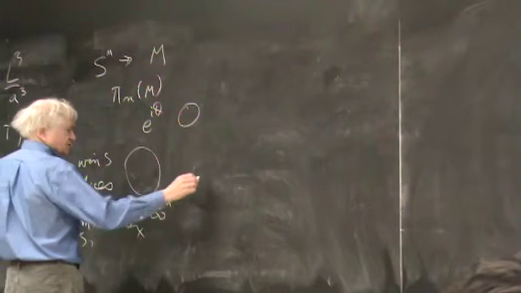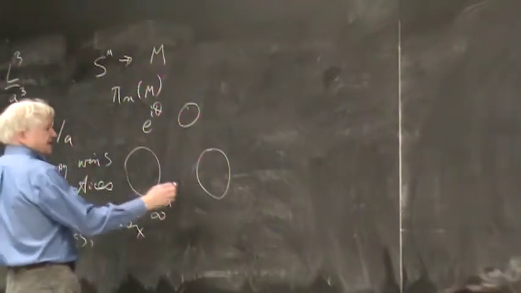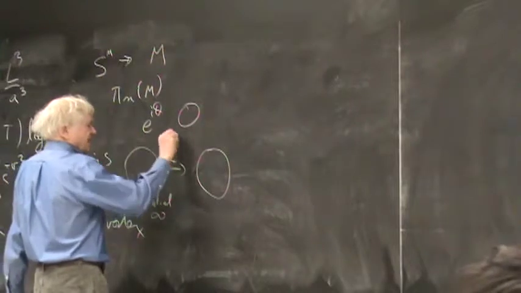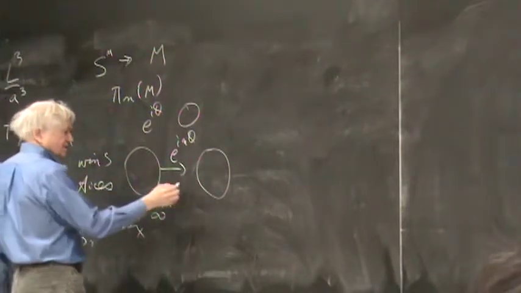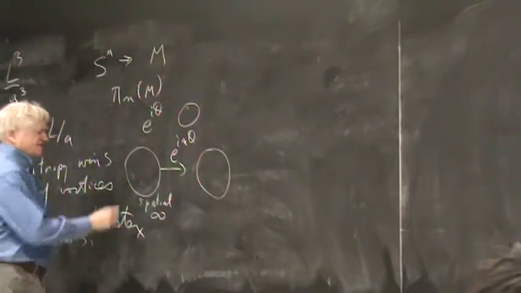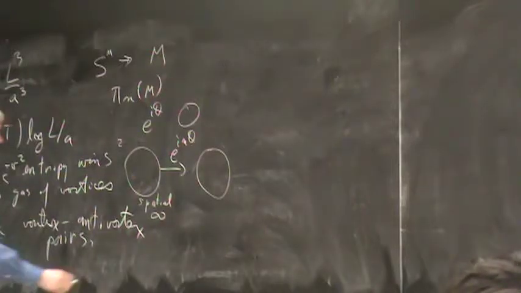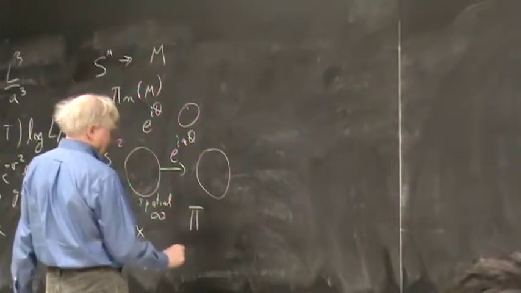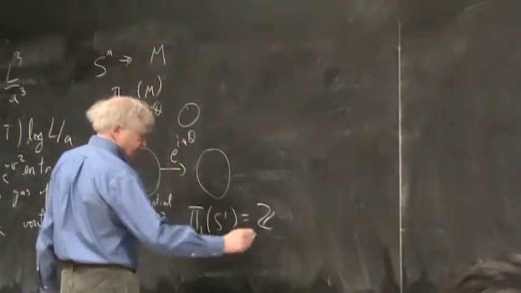Spatial infinity maps to the circle, and this map can be e^{inθ}: as you go around here once, you go around there once. This is two dimensions. And so the group π₁(S¹) is Z, the integers.